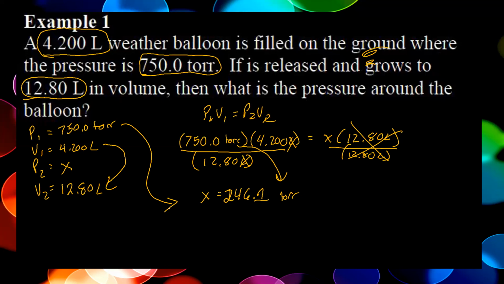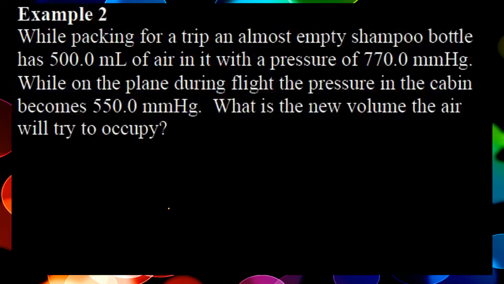Okay, we're going to go through the next two examples, and we're still going to have like 45, 50 minutes to do the practice, which should be plenty of time because there's only 8 problems in Canvas. And I'm here to help you through them if you need them. While packing for a trip, an almost empty shampoo bottle has 500 milliliters of air in it, and it has a pressure of 770 millimeters of mercury.